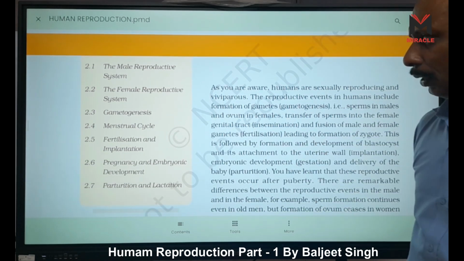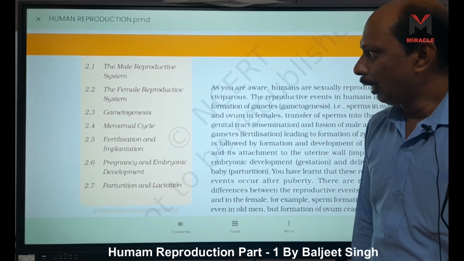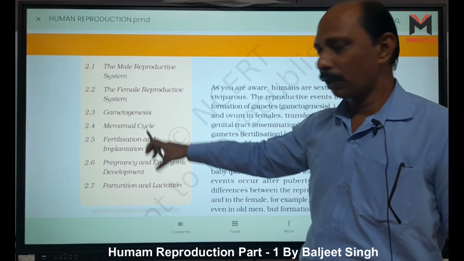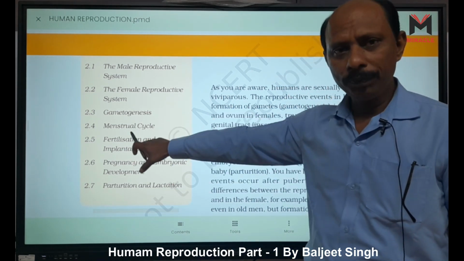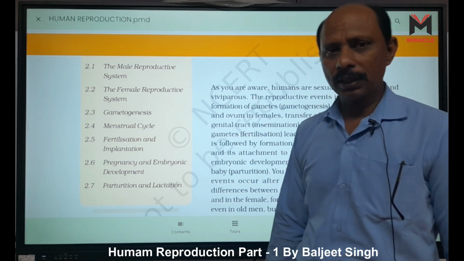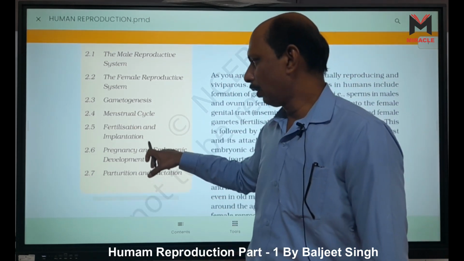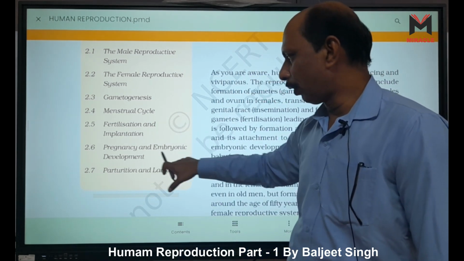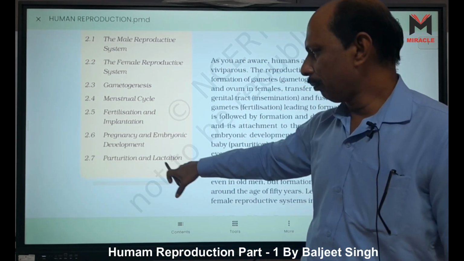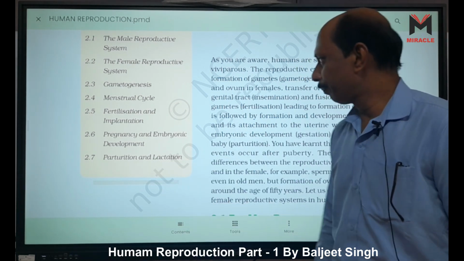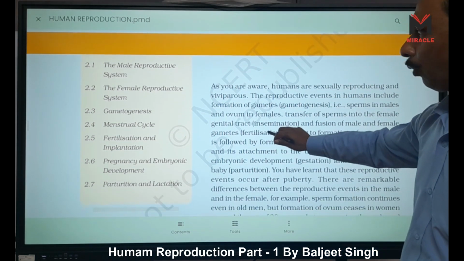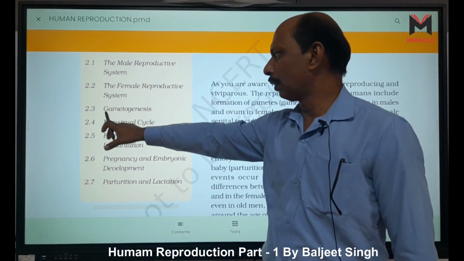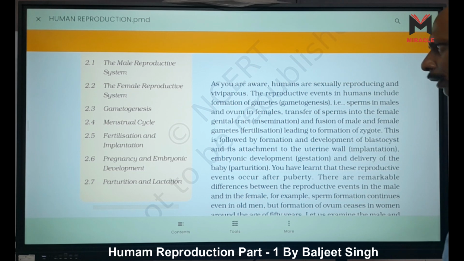In this chapter, we have to read the male reproductive system, the female reproductive system, and gametogenesis, meaning formation of sperm and ovum. Gametogenesis means spermatogenesis and oogenesis, then the menstrual cycle, fertilization and implantation, then pregnancy, embryonic development meaning post-fertilization events, and parturition and lactation. Today we are going to read, I think we will complete the first, second and third up to gametogenesis. Now we start here.